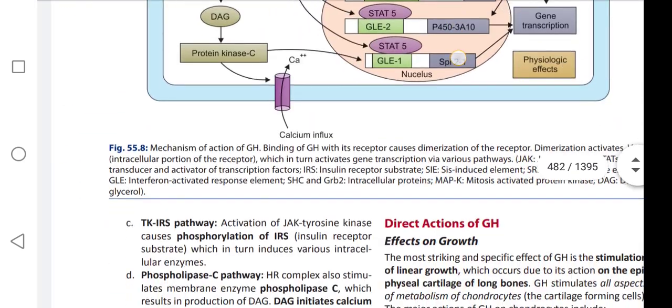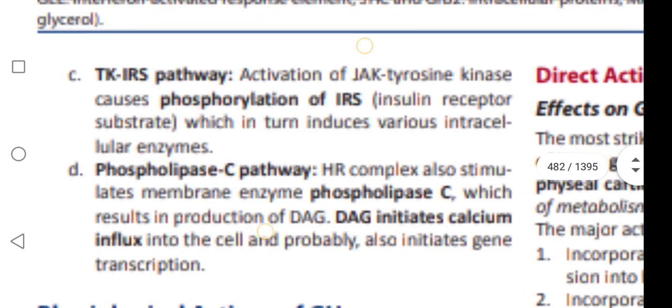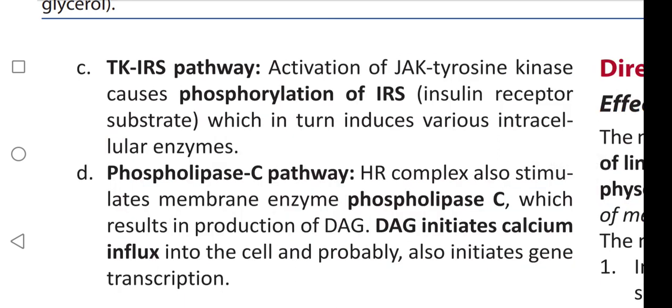And the next pathway is TKIRS pathway, that is tyrosine kinase insulin receptor substrate. Activation of JAK tyrosine kinase causes phosphorylation of IRS, which in turn induces various intracellular enzymes.